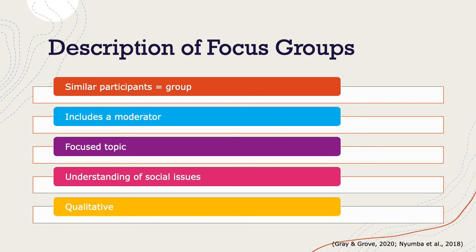Focus groups are made up of selected participants who are alike in some way. A moderator is used to help guide a discussion on a focused topic. The moderator should be similar to the participants and not participate in the conversation. Focus groups aim to better understand social issues.